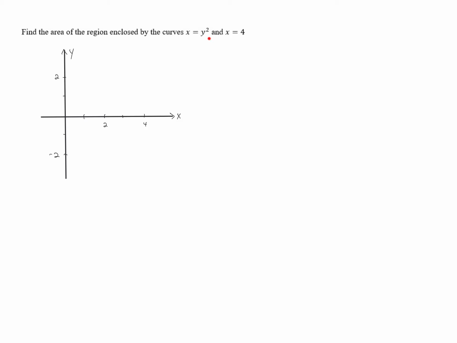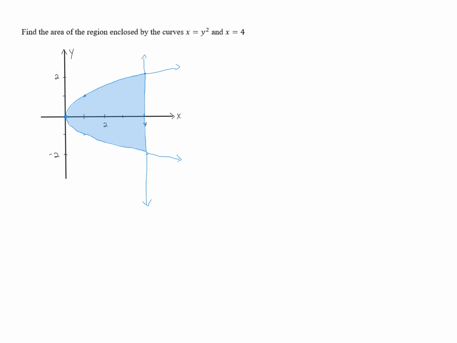We know that x equals y squared is a parabola that's opening upward from the origin. So it's going to look something like this. And we also have x equals 4. That is a vertical line that goes through 4 on the x-axis. And we have a very beautiful region in between those two.